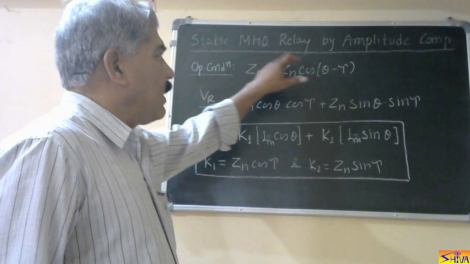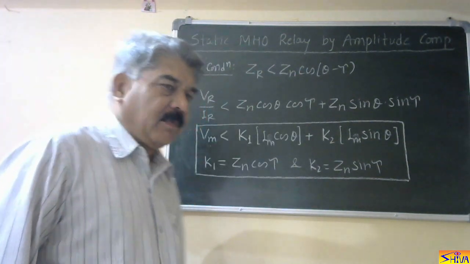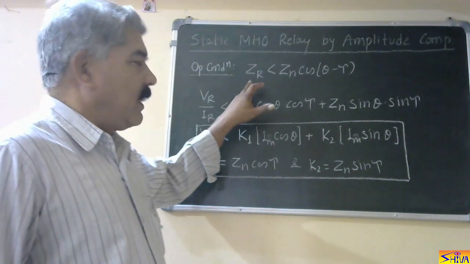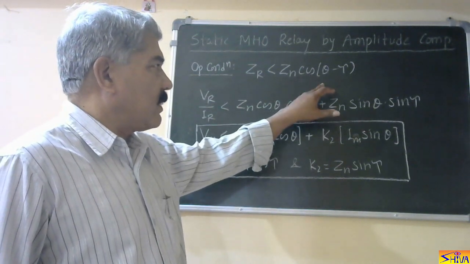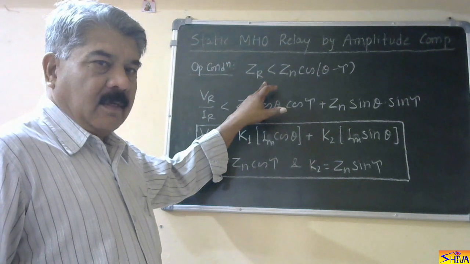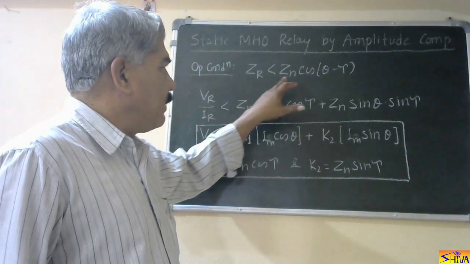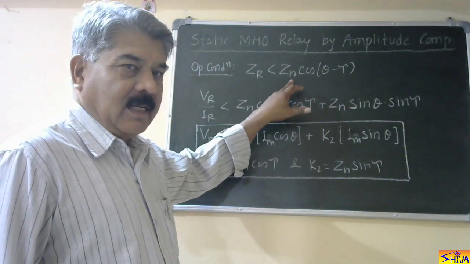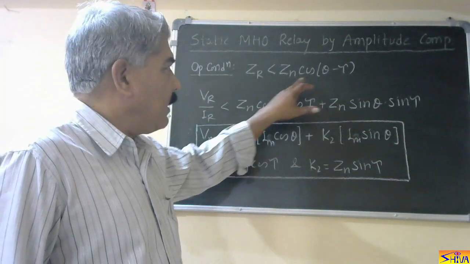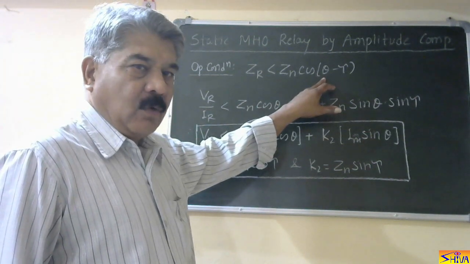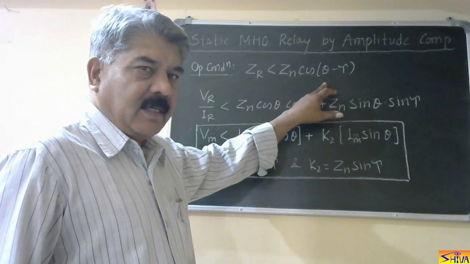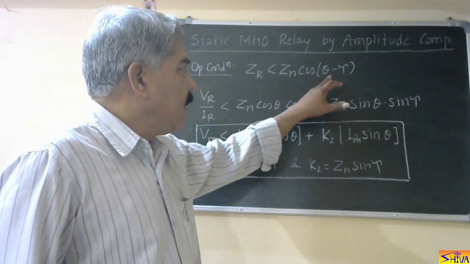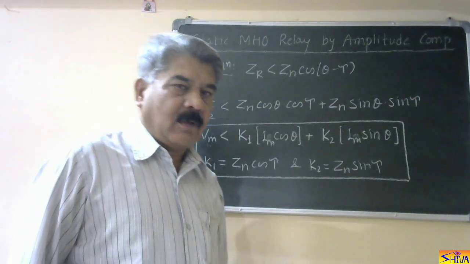Now, static Mho relay by amplitude comparator. For the Mho relay, we know the operating condition is ZR should be less than Zn cos(theta minus tau). ZR is the impedance measured by the relay. Zn is the impedance rating of the relay, that is nothing but the reach of the relay. Theta is the angle between voltage and current, that is nothing but the power factor angle, phi. Here I am representing this by theta in place of phi. And tau is the maximum torque angle.